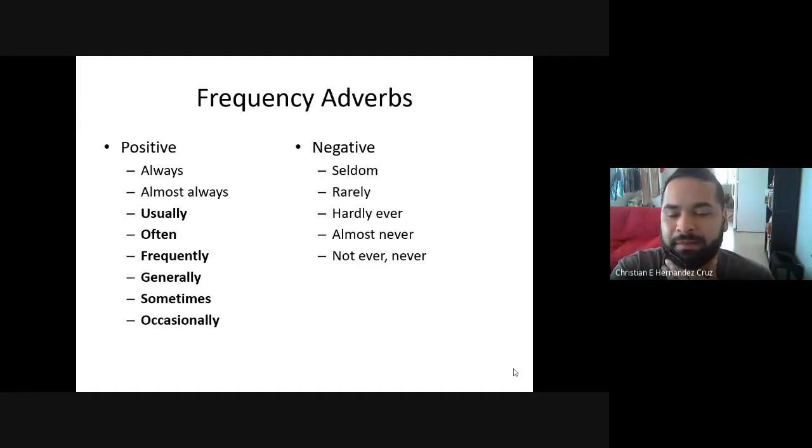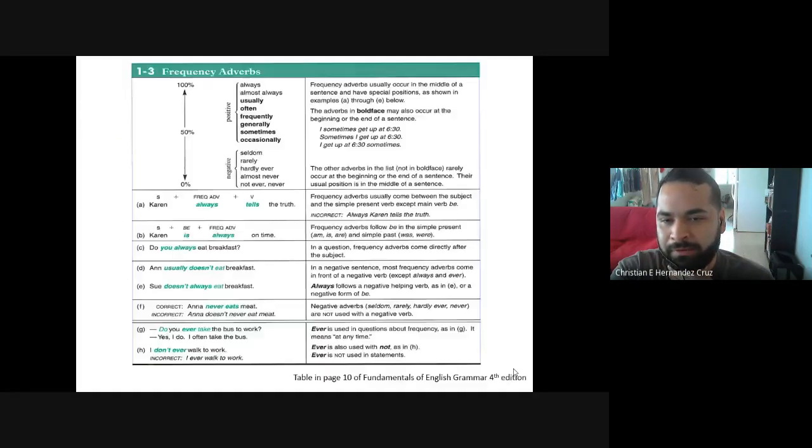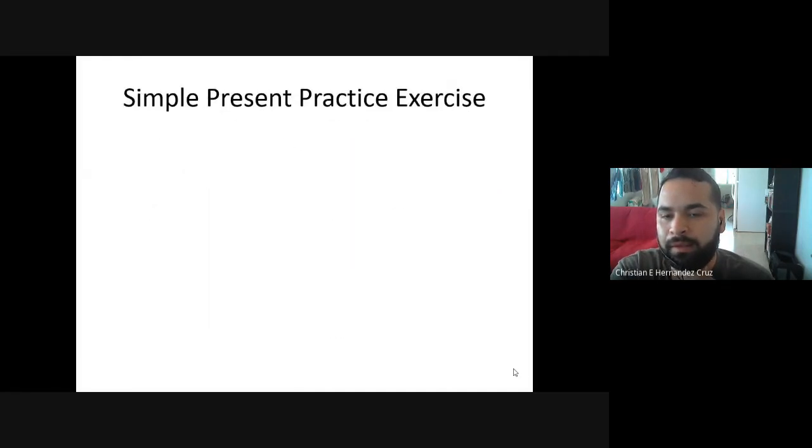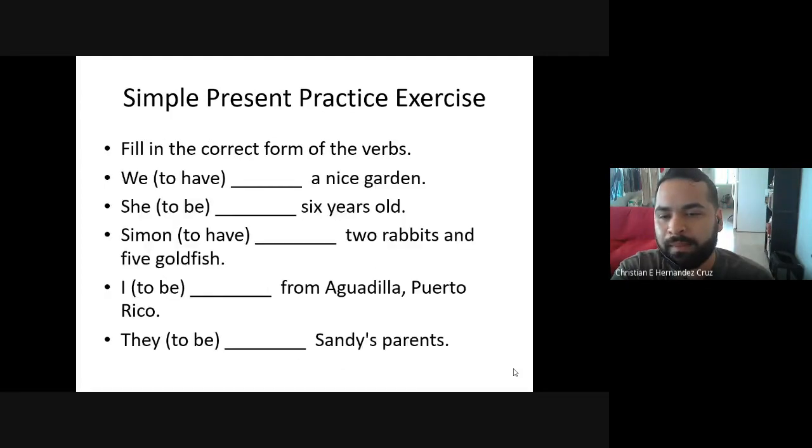Okay. So the frequency adverbs are in this list. Excuse me. We have in this list right here, which we also found in this page 10. And this is just a little practice exercise. Fill in the correct form of the verbs. So we have this first sentence, we blank a nice garden. We're using the to have verb. So in the simple present, how do we say this sentence correctly? Anybody can turn on your mic and say it.